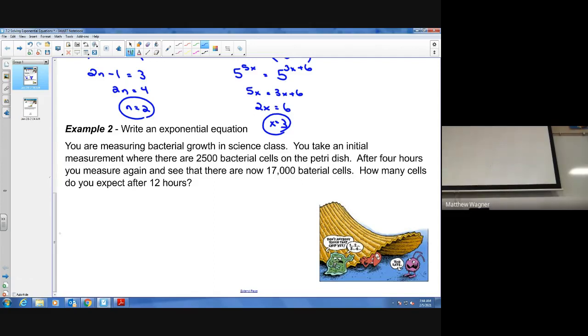All right? The question is, how many cells would we expect after 12 hours if this were to continue to grow? All right, little joke there. Got the old 5-second rule with the old potato chip you dropped on the floor.